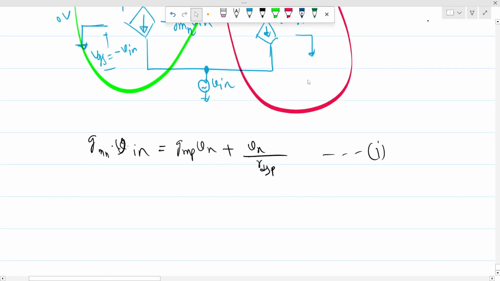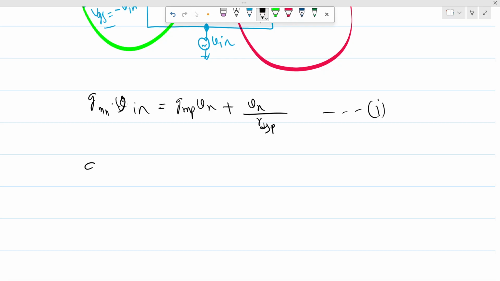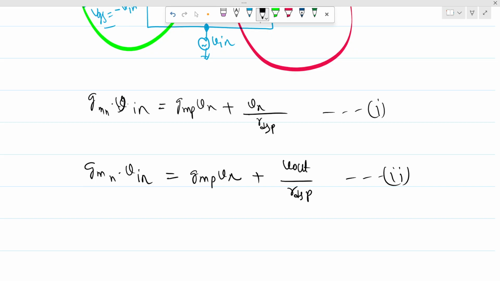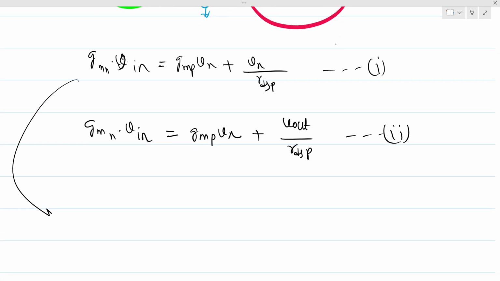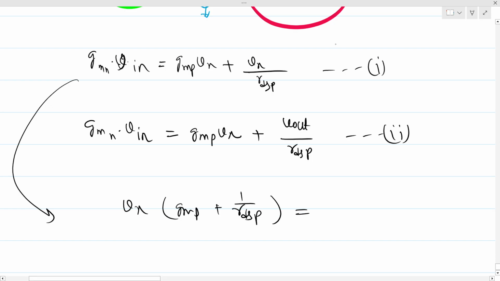So similarly, we can write GMN times V in equal to GMP Vx plus V out over RDS of P. Okay, so these are two similar expressions. So we need to just remove that Vx from any expression. Okay, so from the first expression, I can write Vx is taken common, so it will be GMP plus 1 by RDSP equal to GMN times V in.